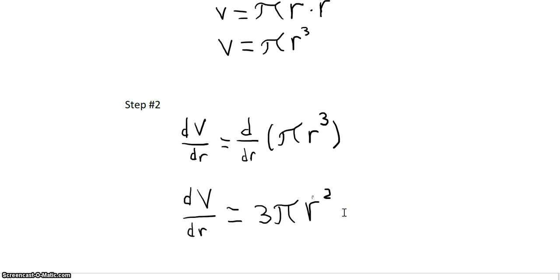So the equation for the rate of change of the volume of a cylinder with respect to r is 3 pi r squared. Now that we have this equation, if we wanted to, we could plug in any value into r and figure out what the instantaneous rate of change is at that point. But for this question, we don't have to, because it's only asking for this equation.